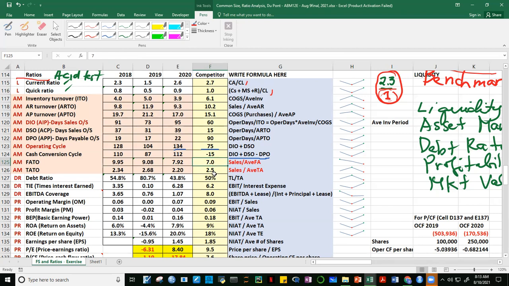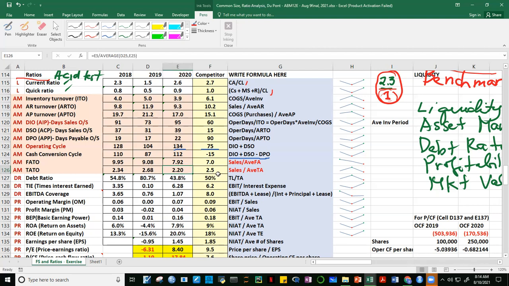Pero in terms of total assets, talo tayo ng competitor. No? So 2.34, ibig sabihin nito, 2.34 peso of sales for every peso of total assets. Then it improved and then it went down into 2020. So comparing 2020 with the competitor, we perform less, no? Okay? So pero pag fixed asset, mas okay tayo. Pag total asset, mas mababa tayo.